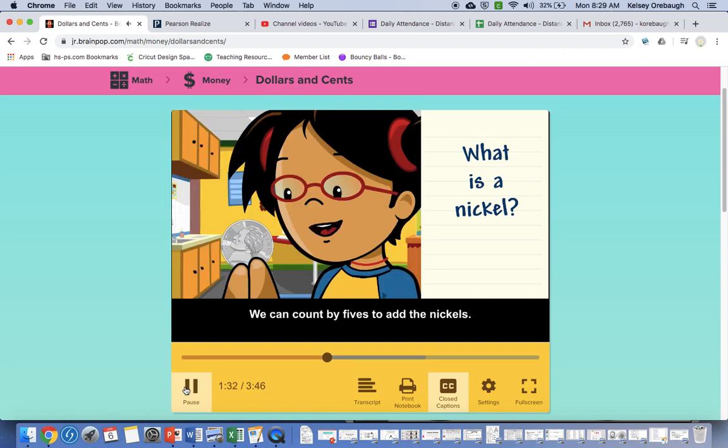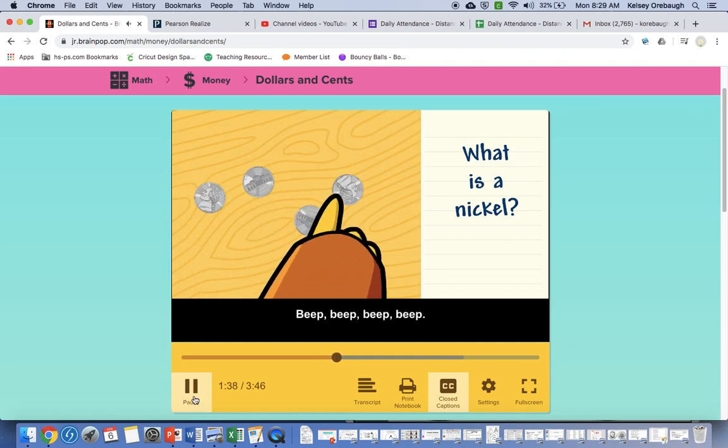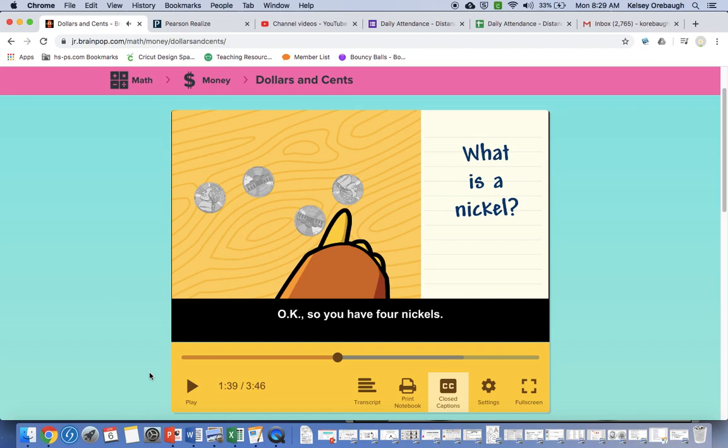We can count by fives to add the nickels. How many nickels do you have, Moby? All right, he has 4 nickels, so I want you to try to skip count that. Counting by fives, let's do it together. 5, 10, 15, 20. 4 nickels is worth 20 cents.